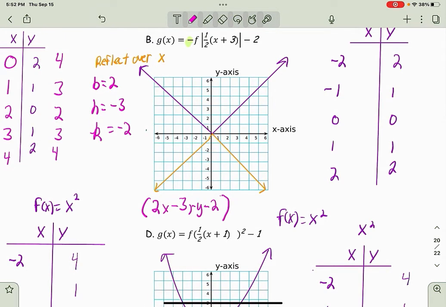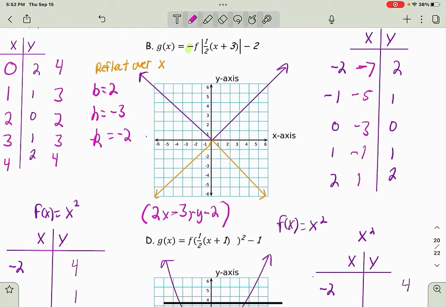And now we'll go ahead and plug it in. So we have negative 2 times 2 minus 3, which is negative 4 minus 3, which is going to be negative 7. I have negative 1 times 2 minus 3, rather, is negative 5. 0, 2 times 0 minus 3 is negative 3. 2 times 1 is 2, minus 3 is negative 1. And 2 times 2 is 4 minus 3 is positive 1.